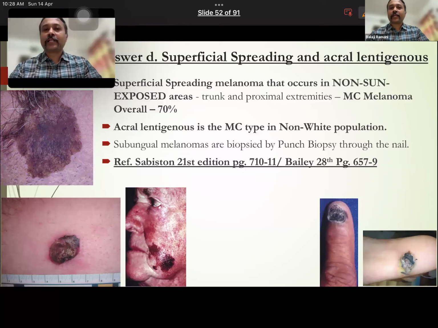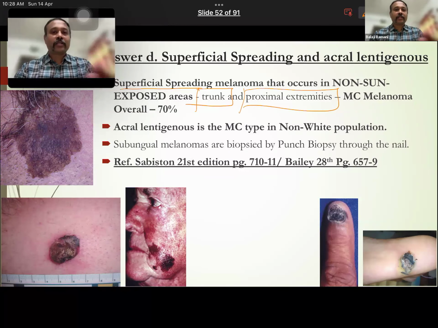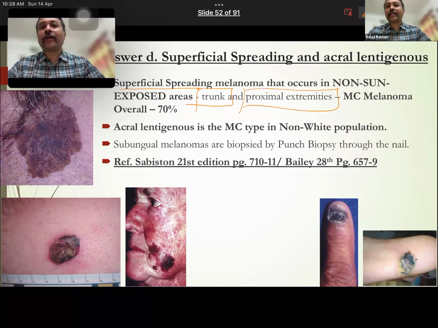Now, acral lentiginous is a type of melanoma which will be found in the hands and feet very commonly. Again, in the non-white population, in Asians, that is where you will get it commonly. Remember, though we say that sun exposure is important in melanomas, the superficial spreading one will happen commonly in the trunk and in the proximal extremities, that is in the non-sun exposed area. It's a kind of conundrum why it happens, but it is related to intense sun exposure. In the Western population, we find that the superficial spreading melanomas happen in the trunk, in the non-sun exposed areas, and then in the proximal extremities, which are usually covered. That is where you will have the melanomas that will happen.